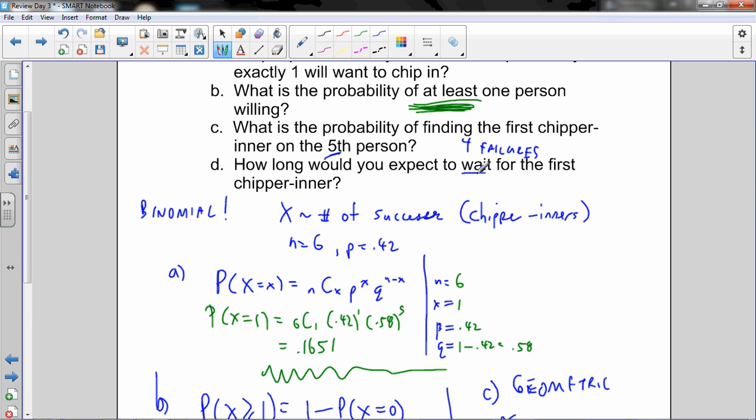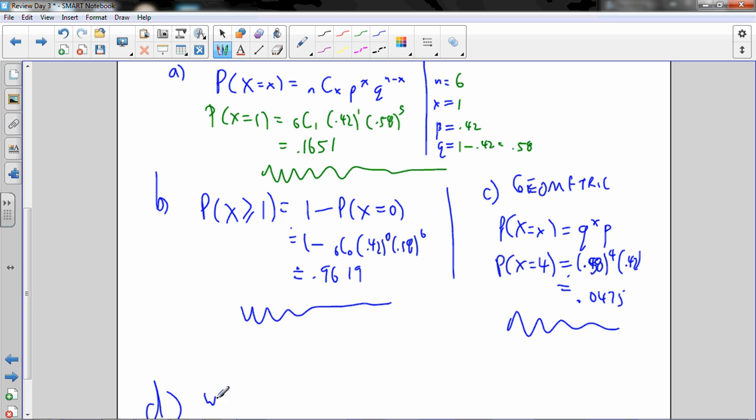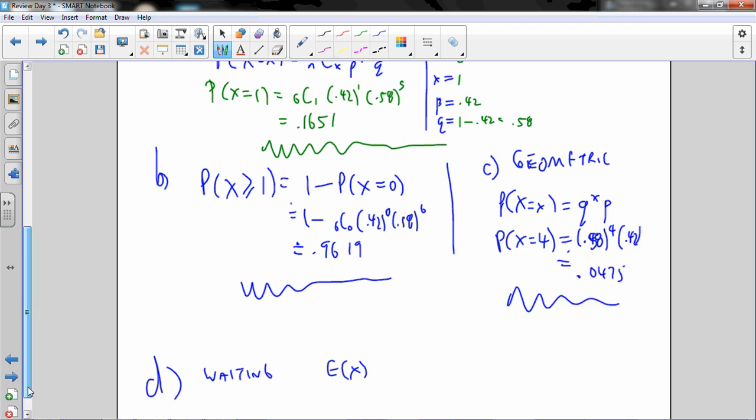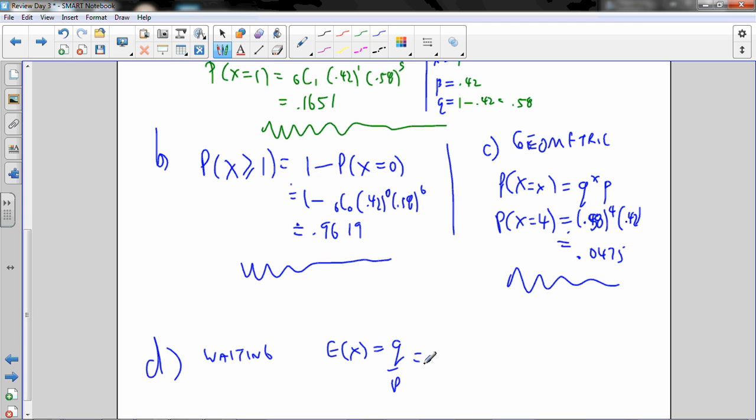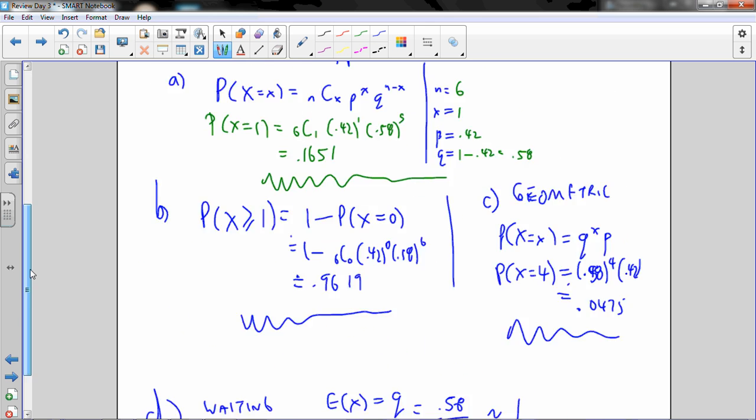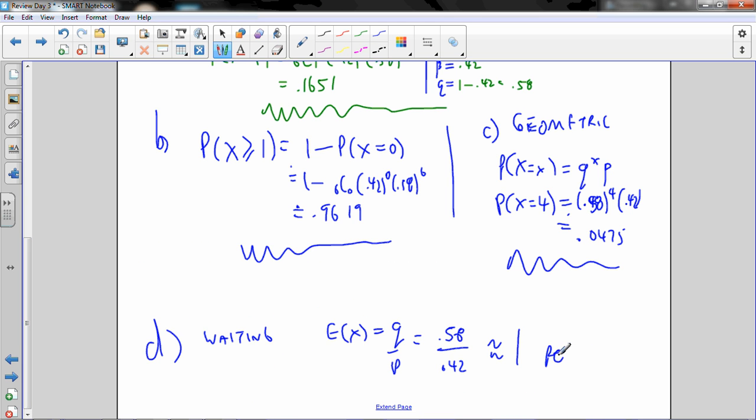Last one, D. How long would you expect to wait? That's the other word for the geometric one, right? Waiting time. Expected to wait is the expected formula for the geometric distribution, and that is 0.58 over 0.42, which is almost 1. So about 1 person, right? 1 person before the chipper inner. It looks like confidence interval, but it's chipper inner.